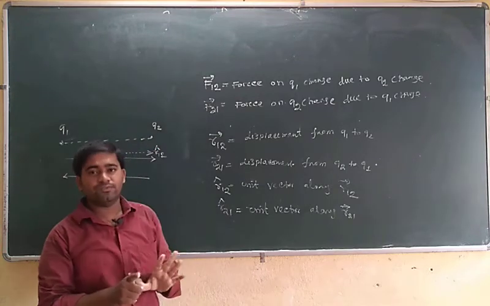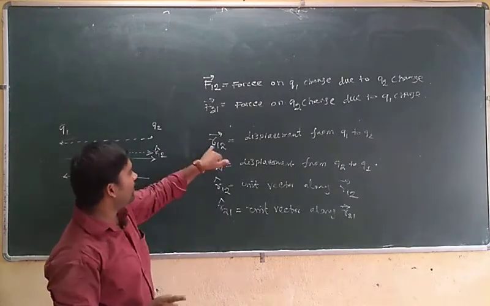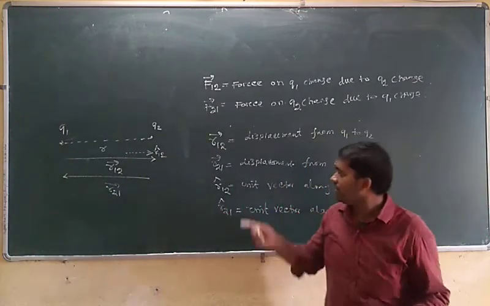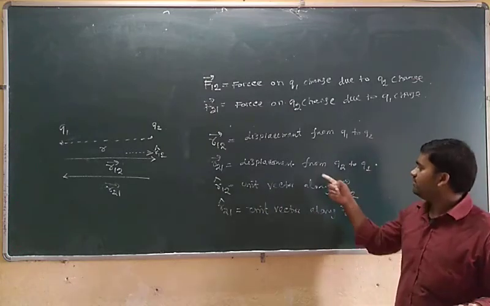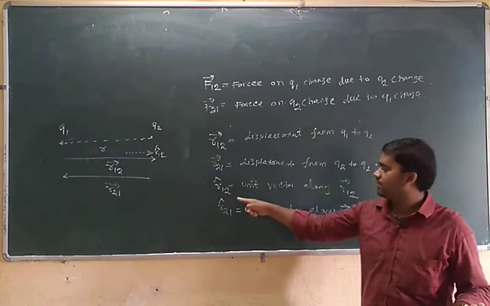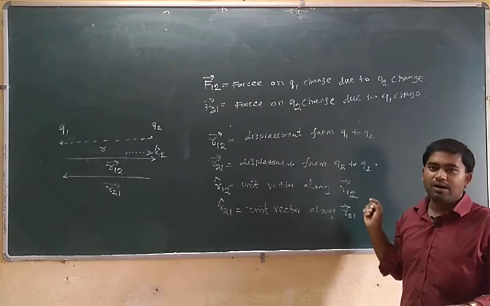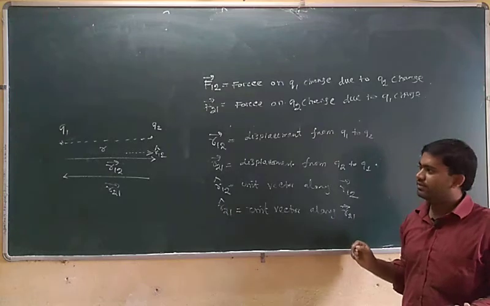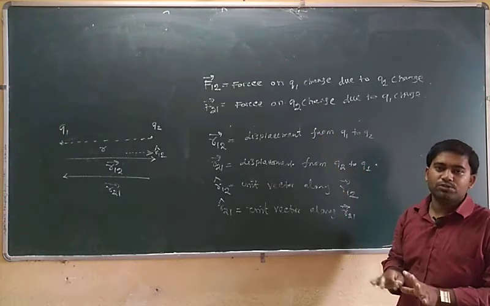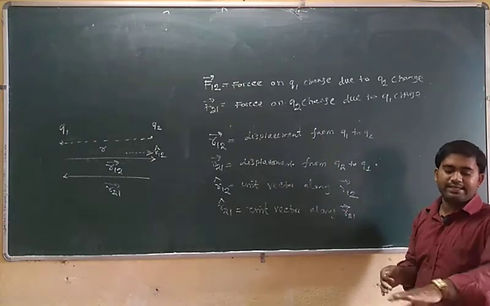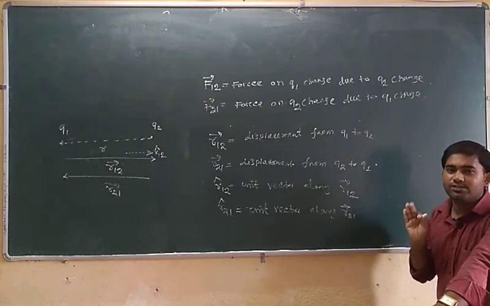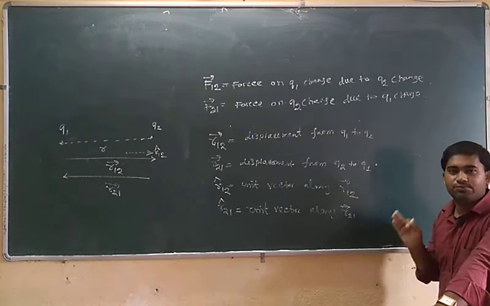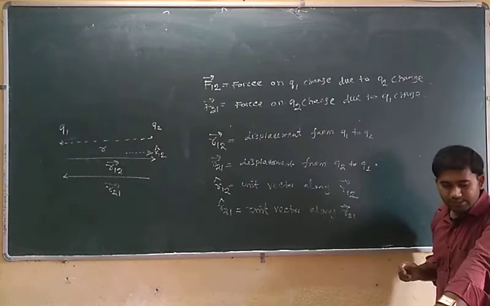Again I repeat what are the different terms we use in the vector form. R12 vector is the displacement from Q1 to Q2. R21 vector means displacement from Q2 to Q1. R12 cap is the unit vector along R12 vector, R21 cap means unit vector along R21 vector. F12 vector means force acting on Q1 because of charge Q2, and F21 vector means force acting on Q2 because of Q1.